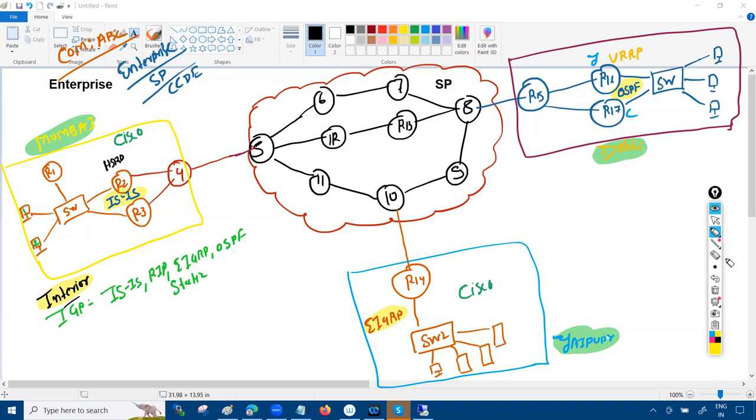Understand this concept right now, because most of the people get confused here. Why should I go with the BGP protocol and why should I go with the OSPF protocol? So between this one and this one, understand this point, this link that I'm pointing at over there.